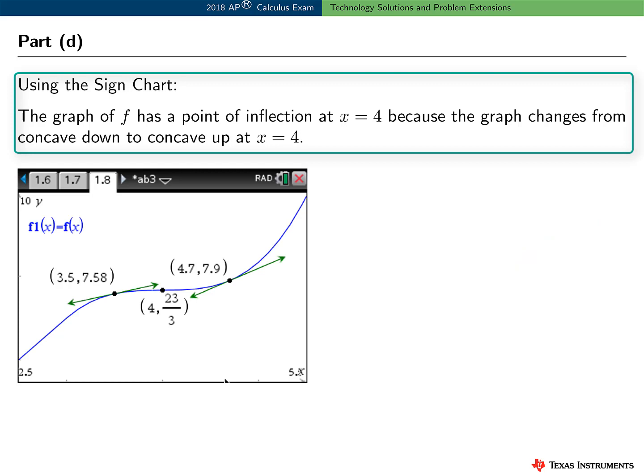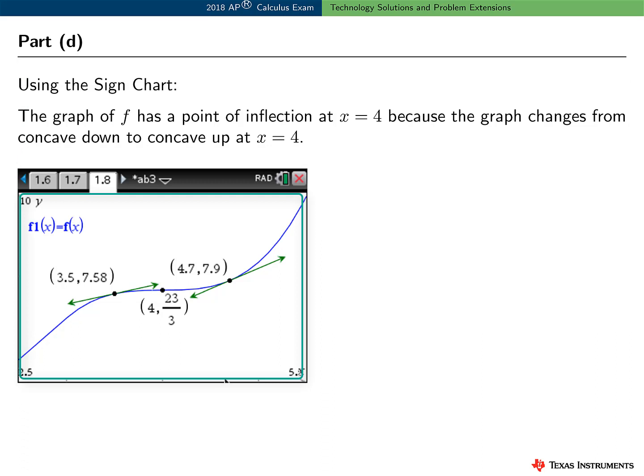In part D, we need to find the x-coordinate of each point of inflection. Well, I can use the sign chart just constructed to find those values where there is a change in concavity. And there is only one x-coordinate, x equal 4. So the graph of f has a point of inflection at x equal 4 because f prime of x equal g of x changes sign from decreasing to increasing at x equal 4, or because the sign of f double prime changes from negative to positive at x equal 4. I believe my sign chart also verifies that there is no other point of inflection.